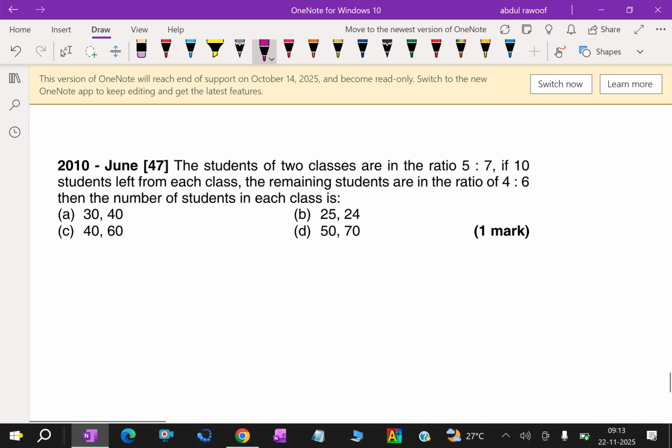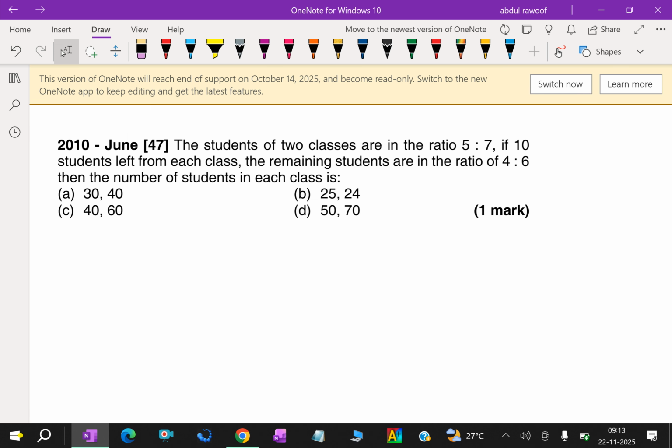Next question. The students of two classes are in the ratio 5:7. If 10 students left from each class, so the students are in the ratio 5:7, therefore 5x and here 7x. How many left? 10 students left from each class. The new ratio of the students is 4 over 6.